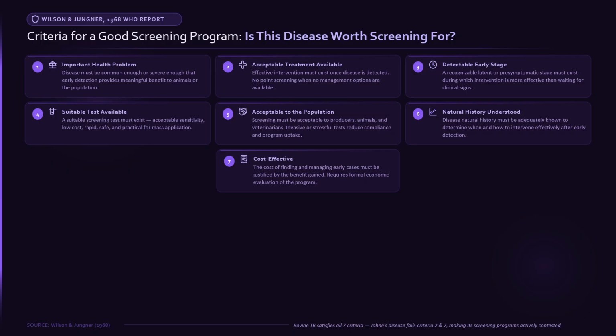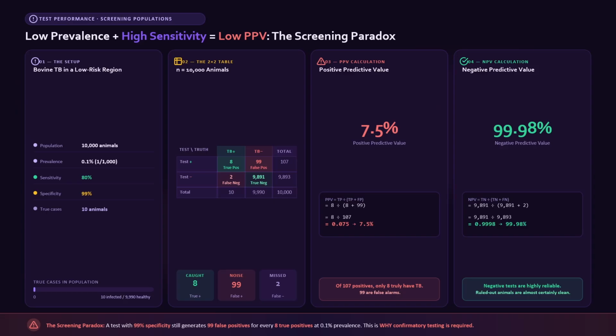So we've settled when a disease is worth screening for. Now let's get into the test characteristics you'll use to evaluate and compare tests and see what happens to your predictive values when prevalence is low. Slide that rewires how people think about testing. So let's slow down and work the actual numbers on the screen.